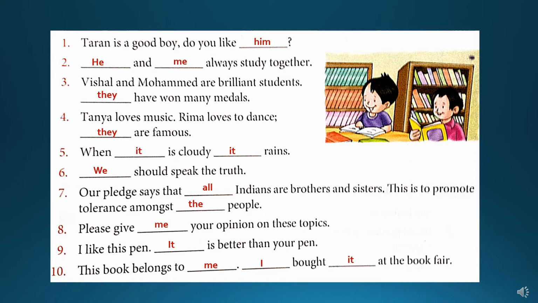Ninth, I like this pen. It is better than your pen. Tenth, this book belongs to me. I bought it at the book fair. In the place of me and I, if you wrote you, that is also right. Copy this exercise neatly to your notebook.